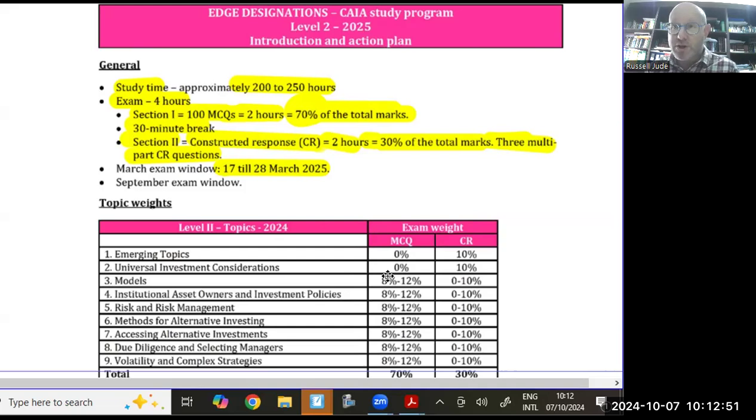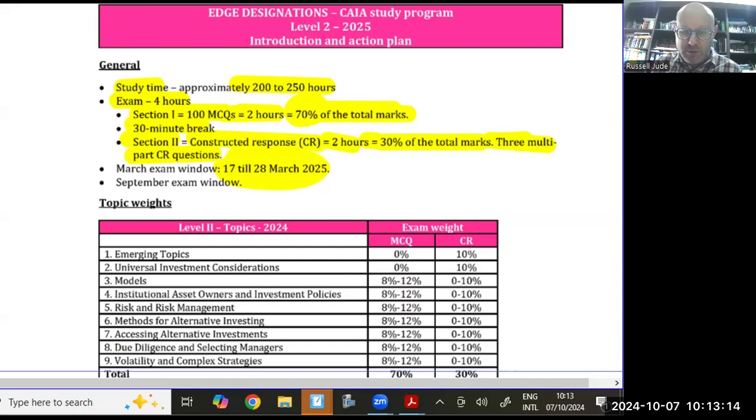Just because you've registered with CAIA does not mean yet that you have an exam date. Please go and book yourself an exam, register for the exam as well. In fact, it's a two-stage process. Number one, register with CAIA. Number two is book an exam date. Now, remember, the earlier that you decide to book your exam date, the more likely you are to get the exam date that you want.